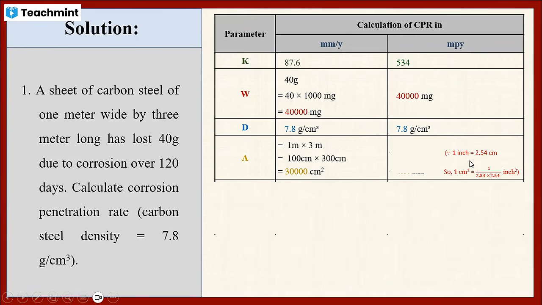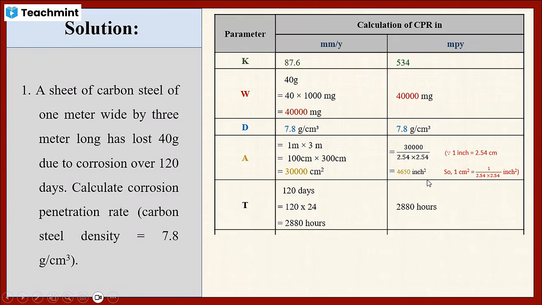Remember, 1 inch is equal to 2.54 centimeter. So 1 centimeter square is nothing but 1 divided by 2.54 into 2.54 inches square. Then 30,000 centimeter square is nothing but 30,000 divided by 2.54 into 2.54. So the answer is 4,650 inches square.